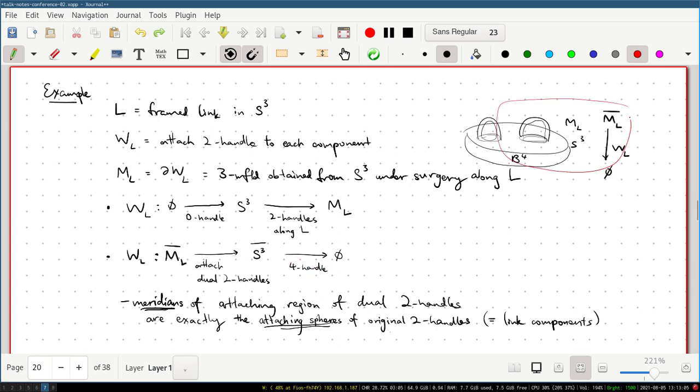So here it's depicted like this. Note that the meridian of the attaching region of the dual handle is exactly the attaching sphere of the original two handles. Here we're attaching. This is the attaching region L. It's the attaching sphere for the two handle, but from the perspective of adding this way, think of this two handle as the dual two handle. That's exactly the meridian of the dual two handle. So in other words, by the calculus defined here, this cobordism would exactly give you L with the regular coloring.